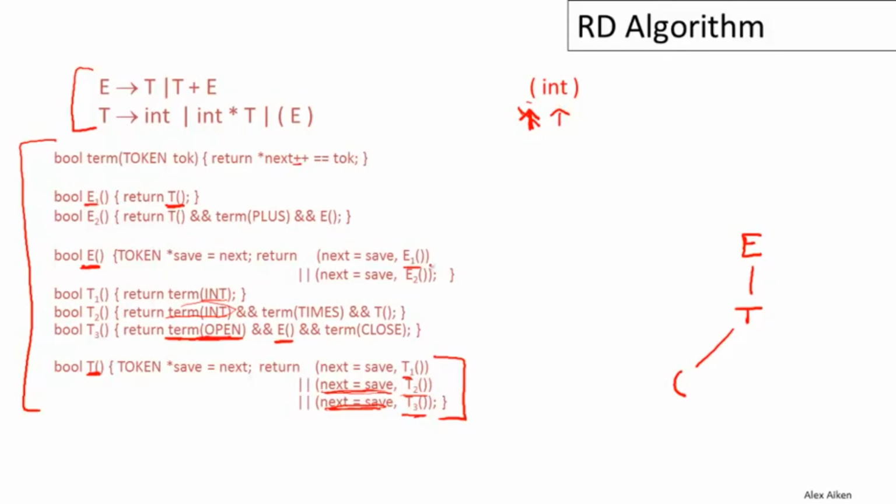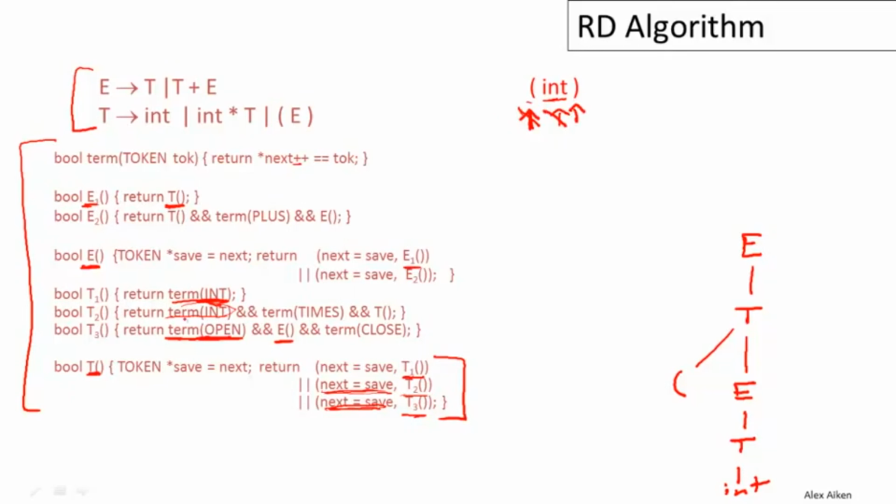We're back here at E, and it's going to try E1 first and then E2. And so it calls E1, and E1 will only match something if it can match T. So we're down here inside of E now, and then we're going to call T. And what's T going to do? Well, it's going to try all three productions for T in order, the first one of which happens to be the single token int, and that is going to match. T1 is calling term int, and that matches the next token in the input stream. So we're happy about that. The input pointer advances again.